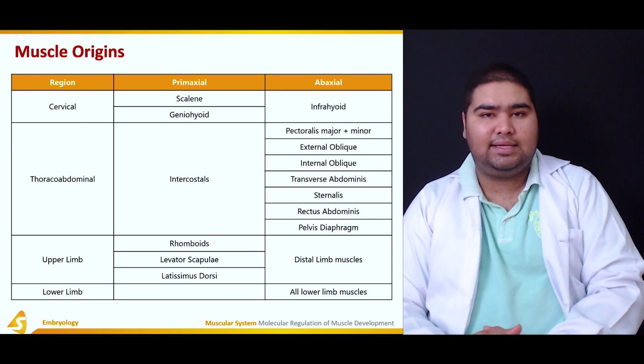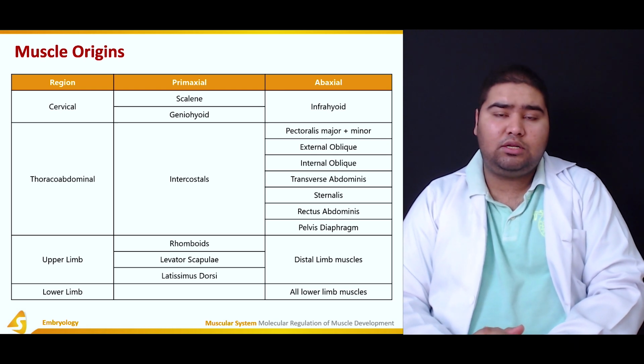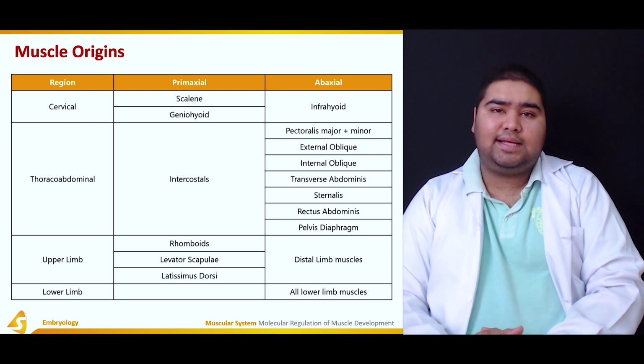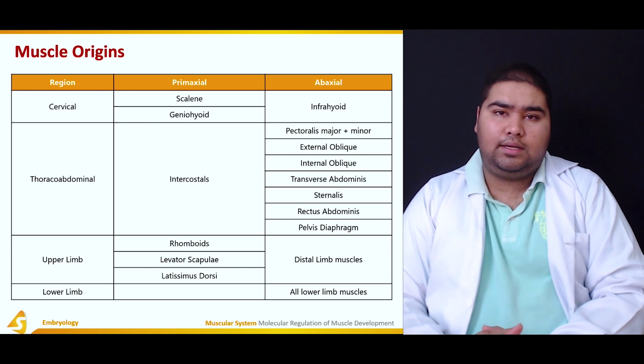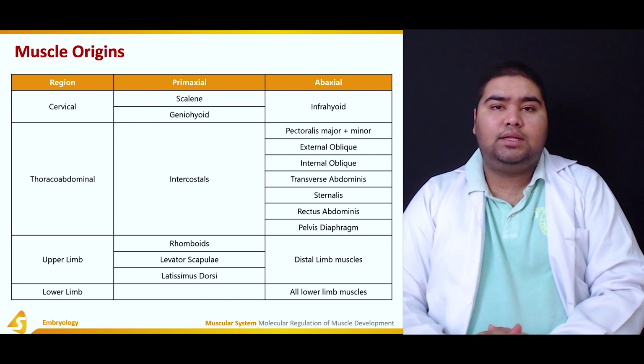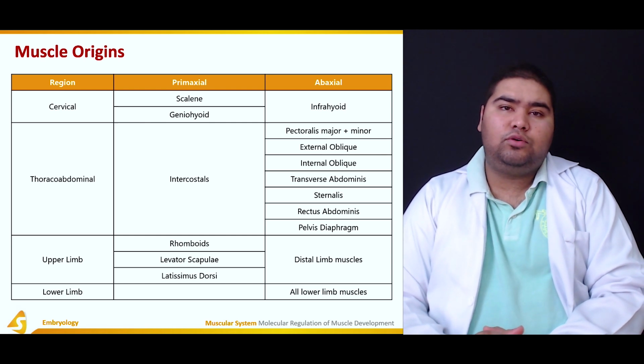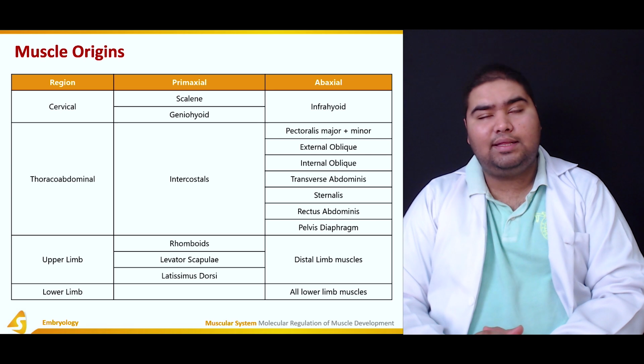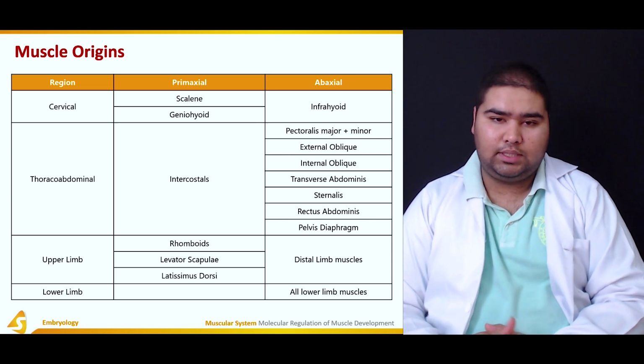So we talked about two domains within the body from which the muscles originate, the primaxial domain and the abaxial domain. I'm not going into the detail of these as these have been discussed in the previous section. If you're not clear on these, go to the previous section, listen to them once again so that you know how the primaxial and the abaxial domains are formed.